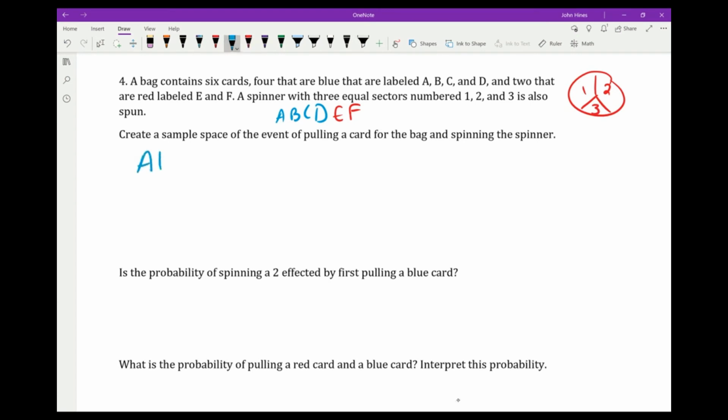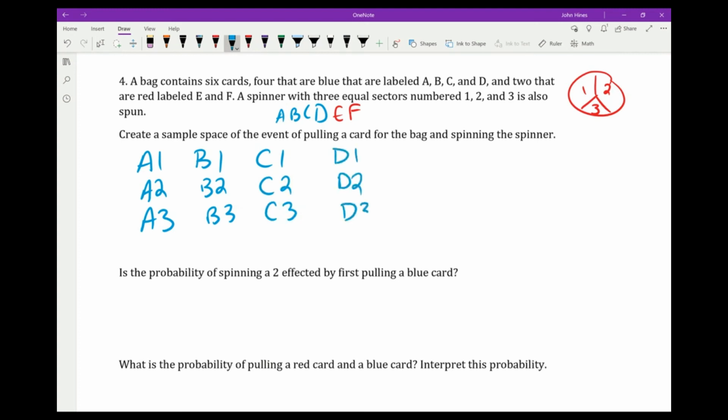So I could get A1, A2, A3, or B1, B2, B3. I'm just going through all the possible outcomes that can occur of me picking one of these letters and then spinning the spinner. Switch to red now, E1, E2, E3, F1, F2, F3. So I have 18 different outcomes from this event. If I pick one of these letters and spin the spinner, there's 18 possible outcomes.